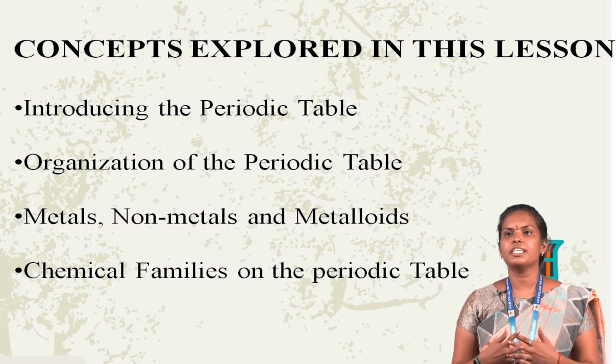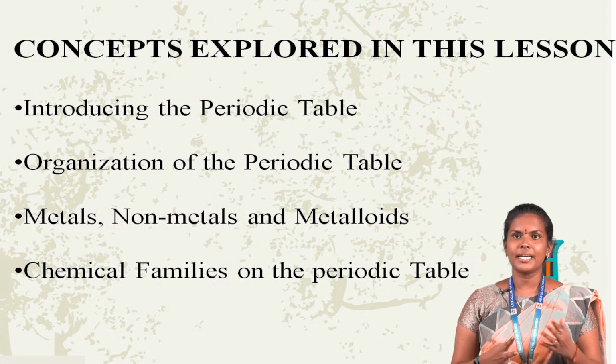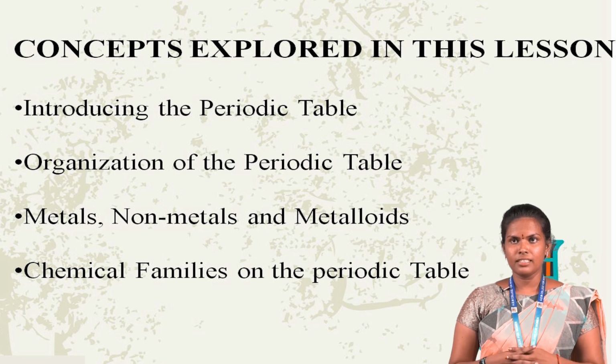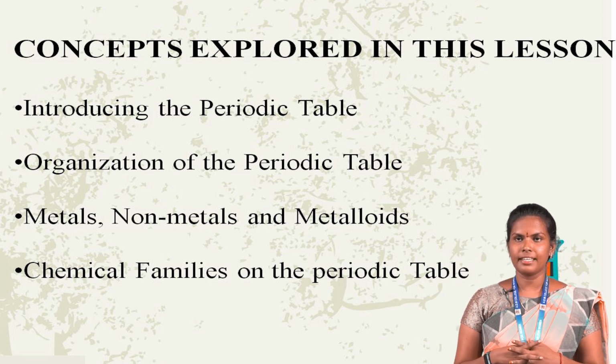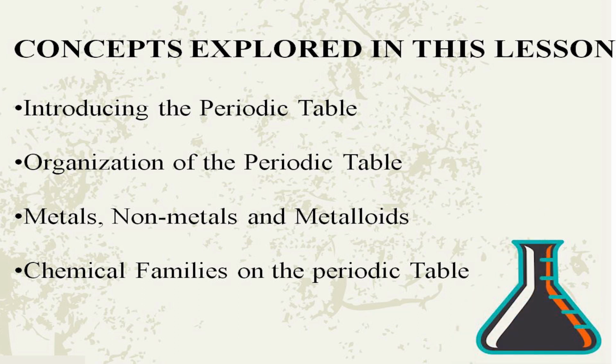Organization of the periodic table. What are groups, periods, staircase, metals, non-metals and metalloids. Metals, non-metals and metalloids and their characteristics and examples. Chemical families on the periodic table: alkali metals, alkaline earth metals, halogens, noble gases, transition metals, lanthanides and actinides.